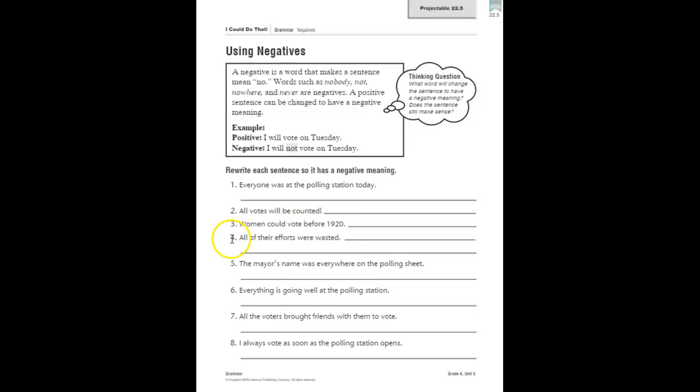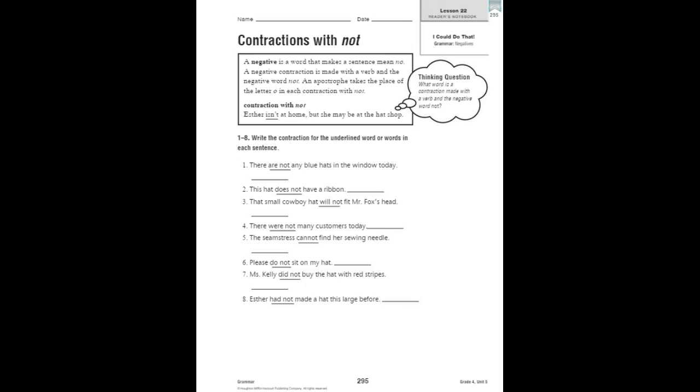If you need further practice with your learning adult, you may work through 4 through 8. You can pause the video and join me when you're done. If you're ready to work on the reader's notebook pages and practice this on your own, then keep watching. So, starting on page 295 in your reader's notebook, here is how you will practice and take contractions with not even farther on your own. You will write the contraction for the underlined word or words in each sentence, just like we did in the part of this video where I was teaching and walking through it with you.